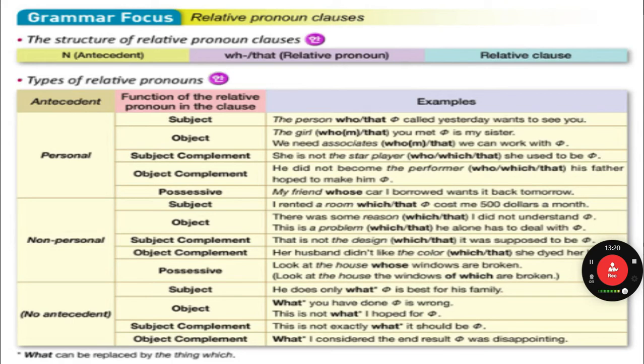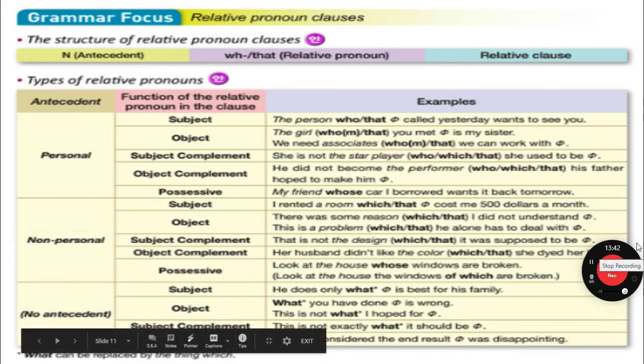This is a problem which he alone has to deal with. This is a problem that he alone has to deal with. Subject complement. That is not the design which it was supposed to be. Remember, which is with the thing, not a person. That is not the design that it was supposed to be.